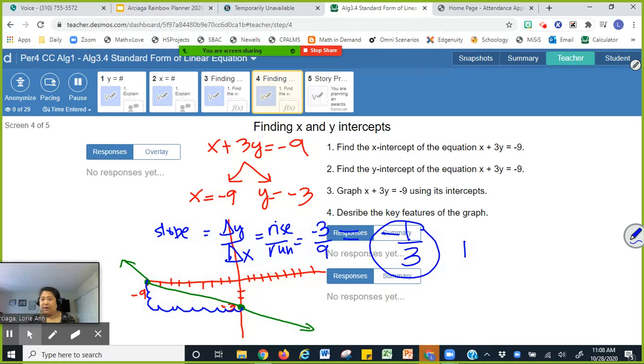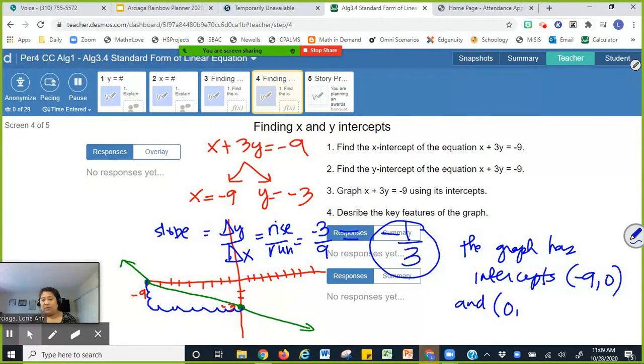So when you describe the graph, it has intercepts. Okay, how do we write down the intercepts? The x is -9. So -9, comma 0. And the other one is 0, -3. And slope, -1/3. Okay.